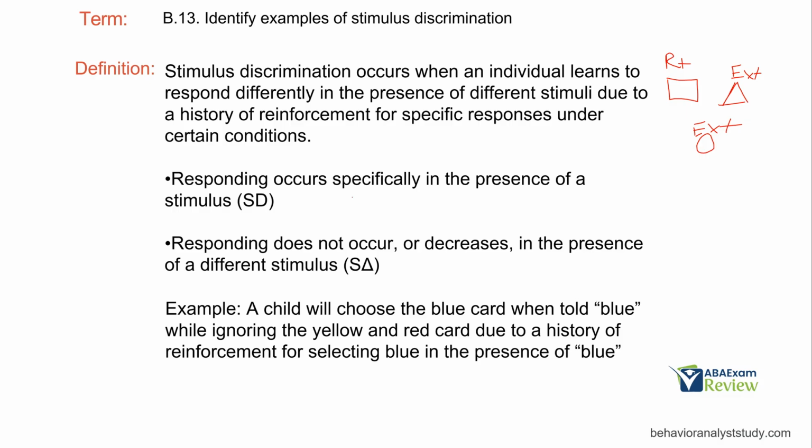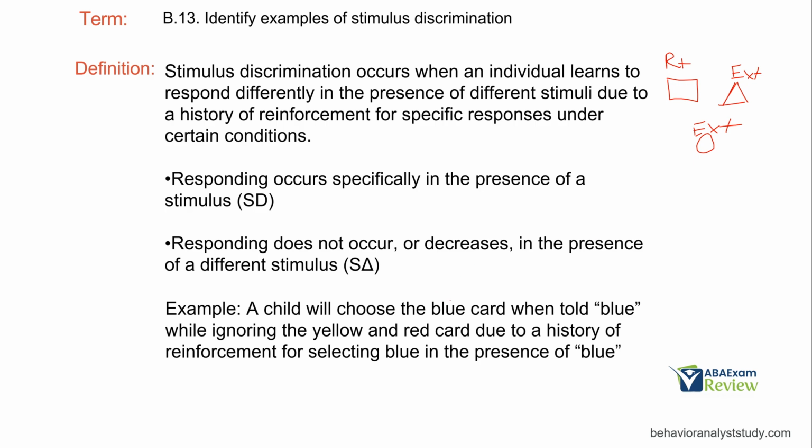So responding occurs specifically in the presence of a stimulus or an SD. If I say point to diamond, there's no diamond, we're not going to expect responding to occur. Responding does not occur or decreases in the presence of a different stimulus. So if I say point to diamond, we have 3 shapes, none are diamonds. We don't expect responding to occur consistently after stimulus discrimination training is done.